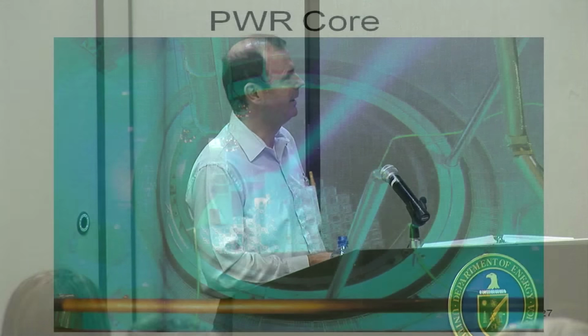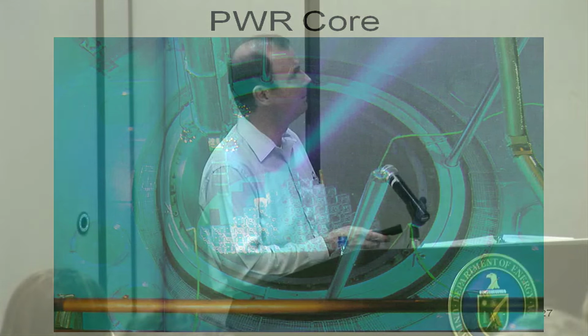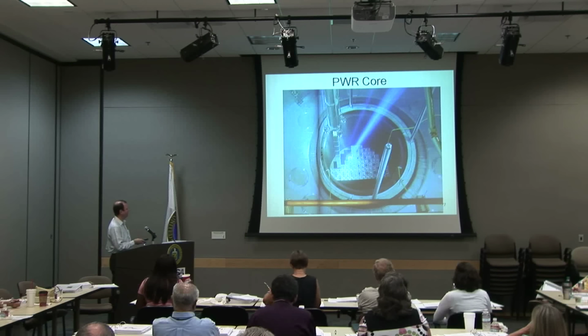This is the inside of a pressure vessel with the lid removed. There's an assembly going in or out, and a number of them in here, and you can see some open slots, and this is the core barrel going around there. Not much else than that.